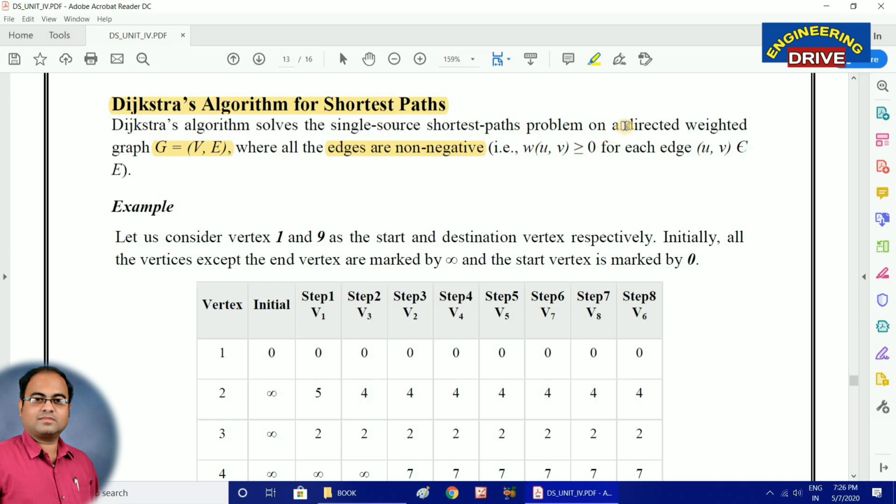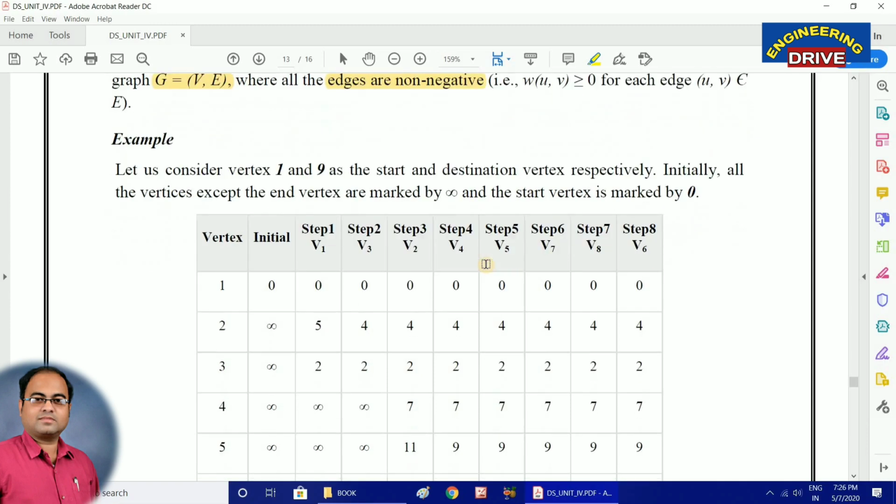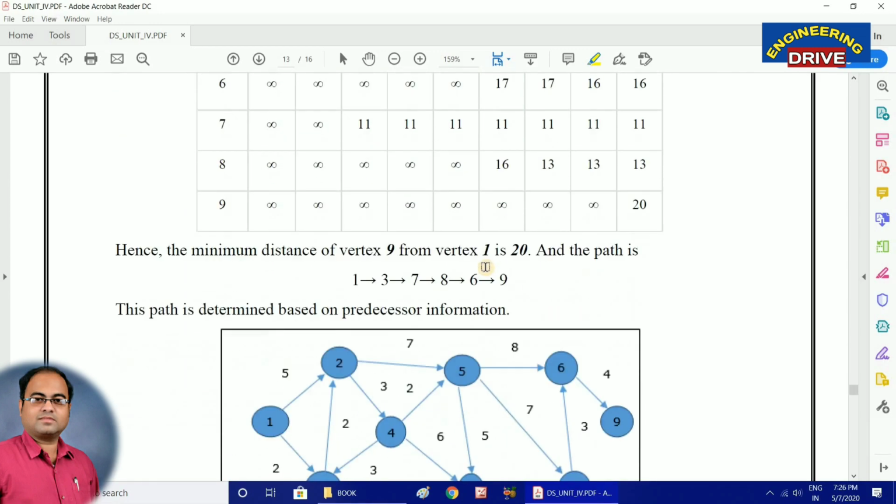And one more thing is the graph must be a directed weighted graph. So the graph must have directions on the edges, as well as the edges must have a non-negative cost associated with them. If these two conditions hold on a particular graph, then we can find the shortest path using Dijkstra's algorithm. My dear students, let us take one example.